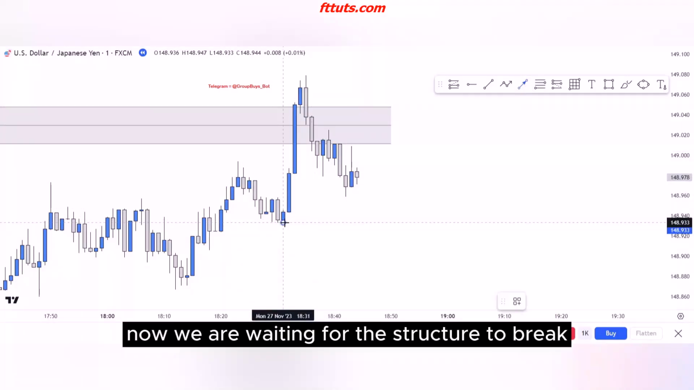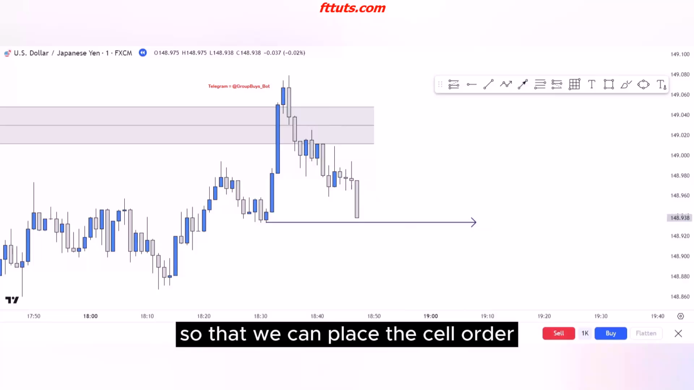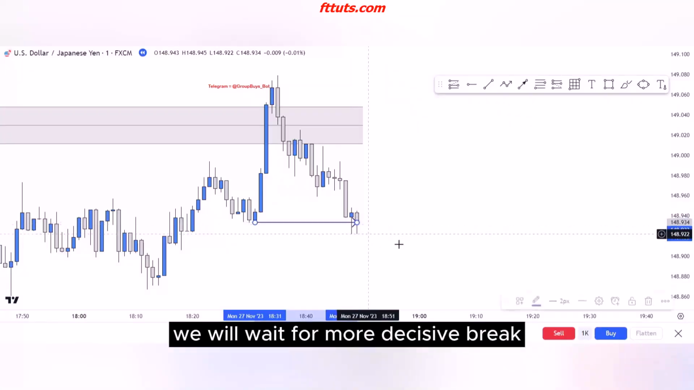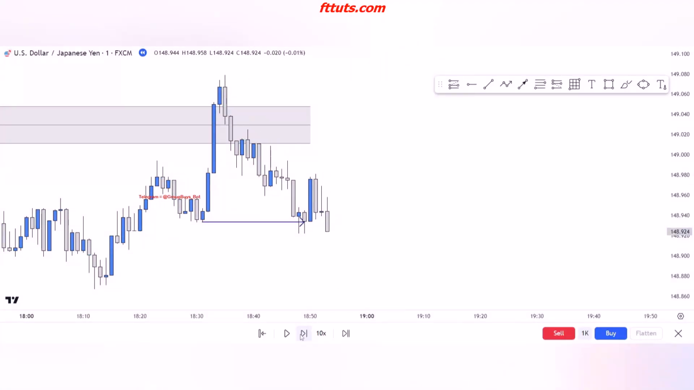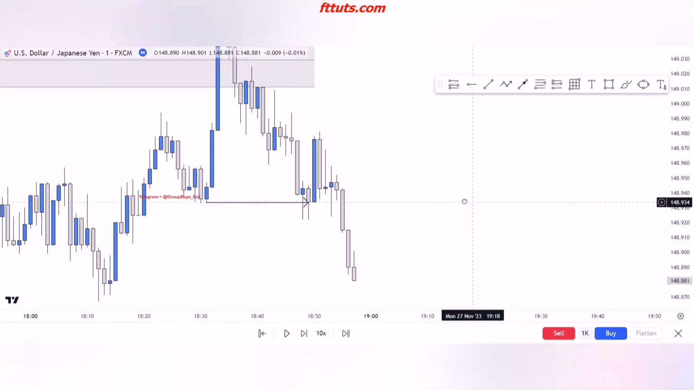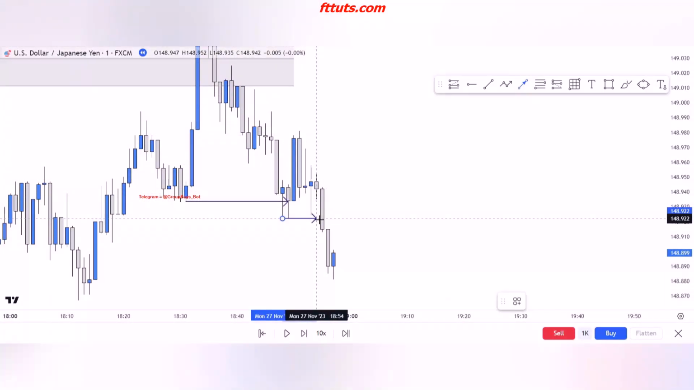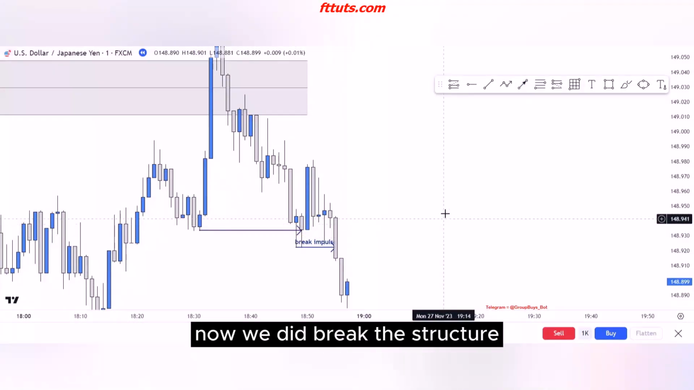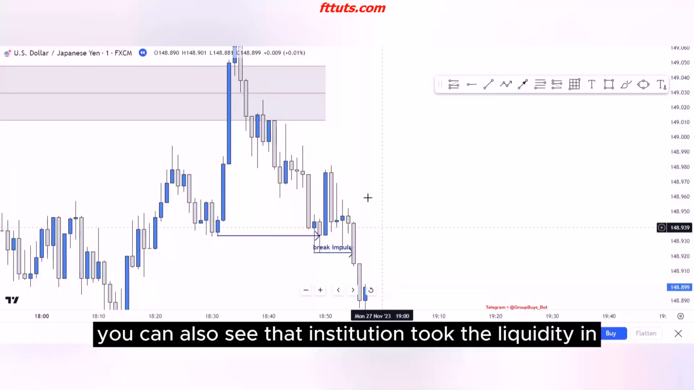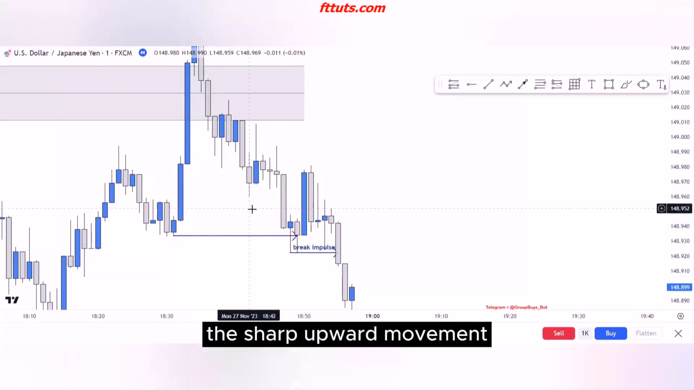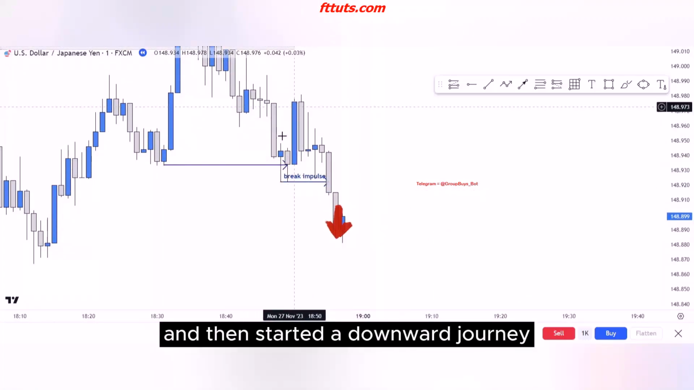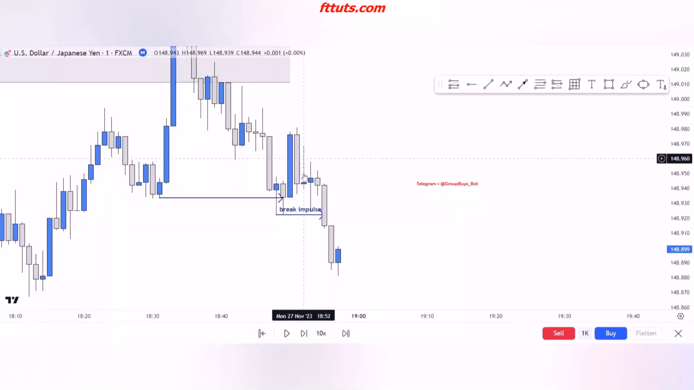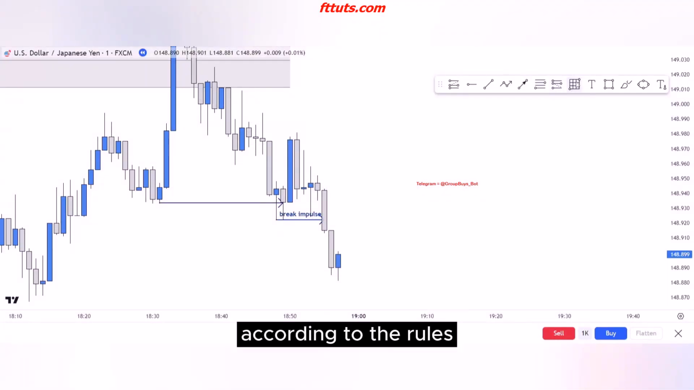Now we are waiting for this structure to break so that we can place the sell order. A break needs to be a little bigger with more force. We will wait for a more decisive break. Now we did break the structure. You can also see here that the institution took the liquidity in the sharp upward movement and then started a downward journey. The impulse candle makes sure it is indeed an impulse break. Now you can start placing everything according to the rules.